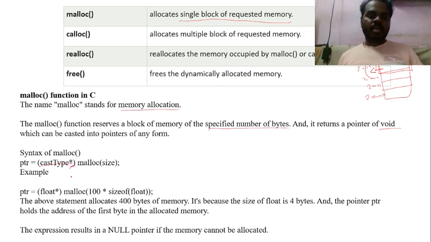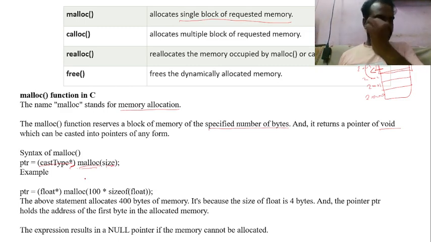It should be a pointer casting. It can be an integer, a float, a double, or a character. And you should mention what type of allocation you are using, whether malloc, calloc, or realloc. If you are using malloc, you should mention malloc and the size of your allocation.